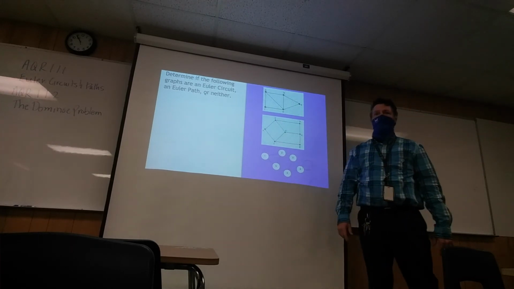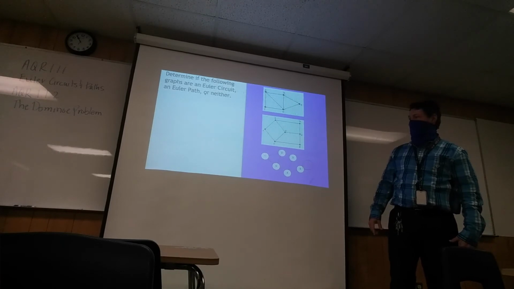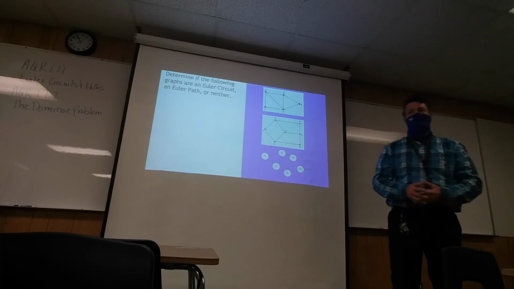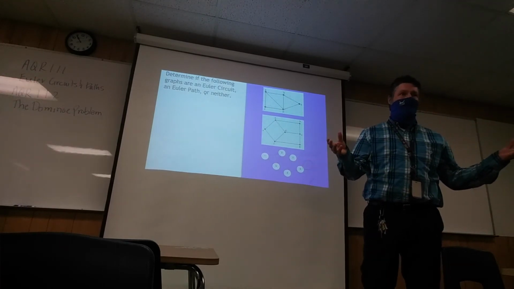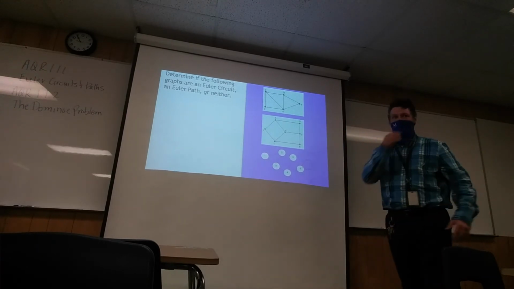How about this? A is odd, B is even, E is odd, G is even, F is odd, D is odd, and C is even. We have more than 2 odd vertices, which means neither a path nor a circuit exists. So if there's more than 2 odd, then exactly, neither. I'll show you that again.